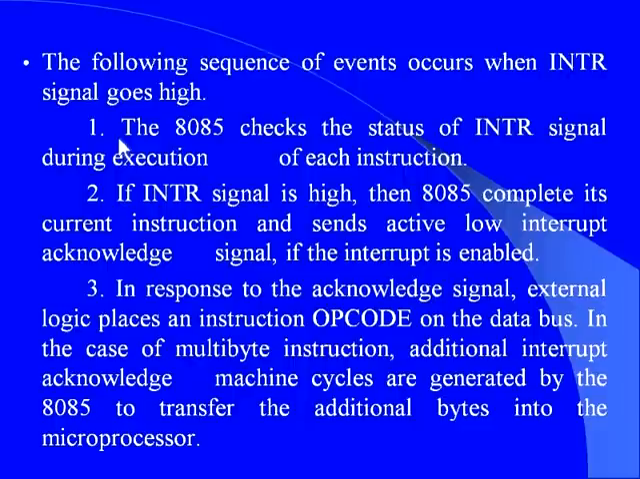The following sequence of events occurs when the INTR signal goes high. The 8085 checks the status of the INTR signal during the execution of each instruction. If the INTR signal is high, then the 8085 completes its current instruction and sends an active low interrupt acknowledge signal if the interrupt is enabled. In response to the acknowledge signal, external logic places an instruction opcode on the data bus. On receiving the instruction, the 8085 saves the address of the next instruction on the stack and executes the received instruction.